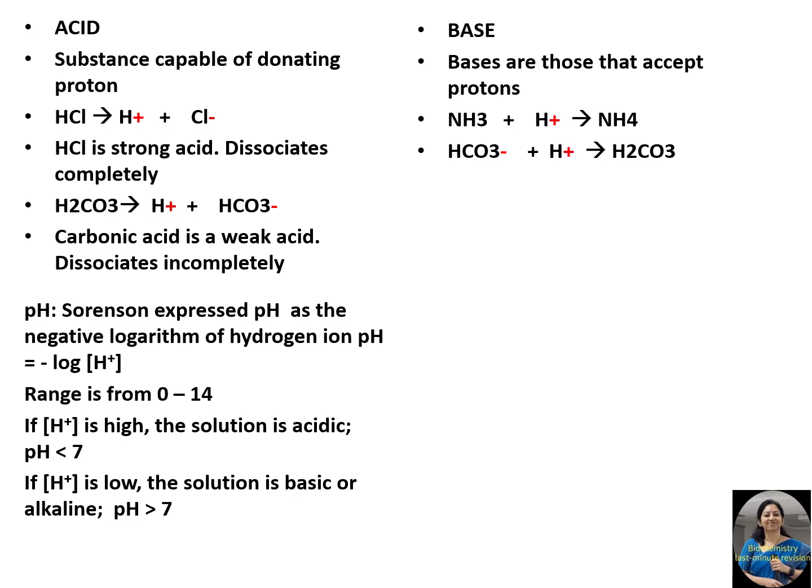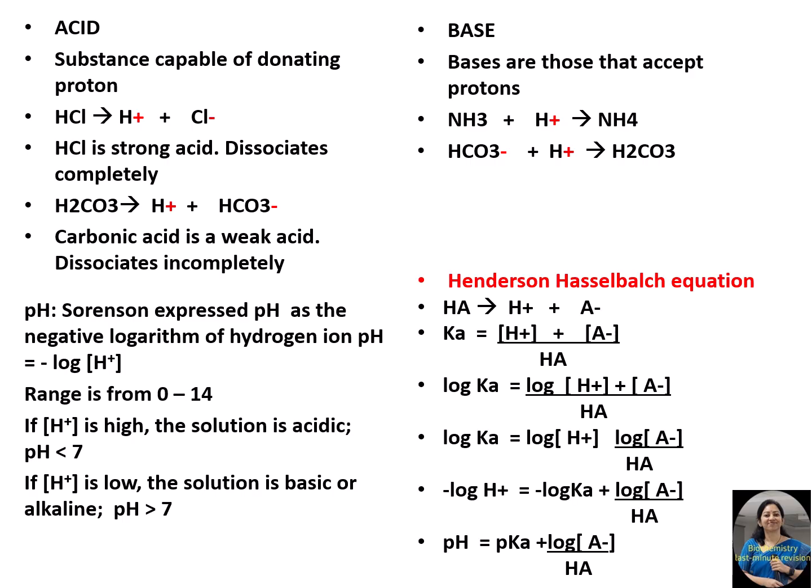What is pH? pH is the negative logarithm of hydrogen ion concentration, as expressed by Sorensen. The pH ranges from 0 to 14. When the hydrogen ion concentration is high, the solution is considered to be acidic and the pH is usually less than 7. And when the hydrogen ion concentration is low, the solution is basic or alkaline and the pH is more than 7.